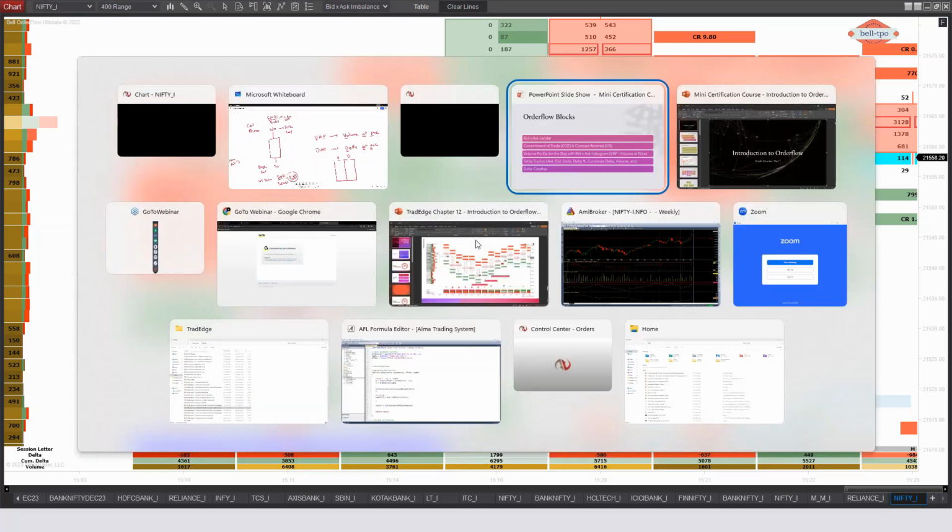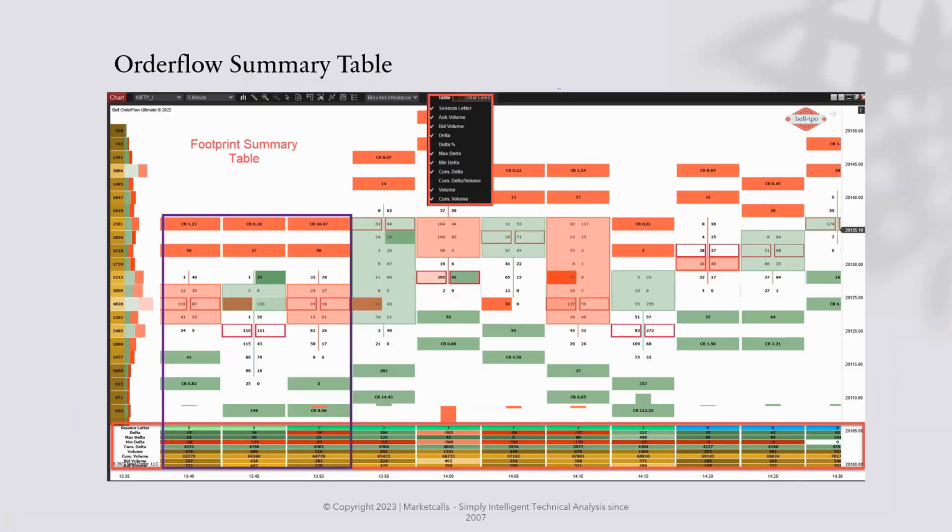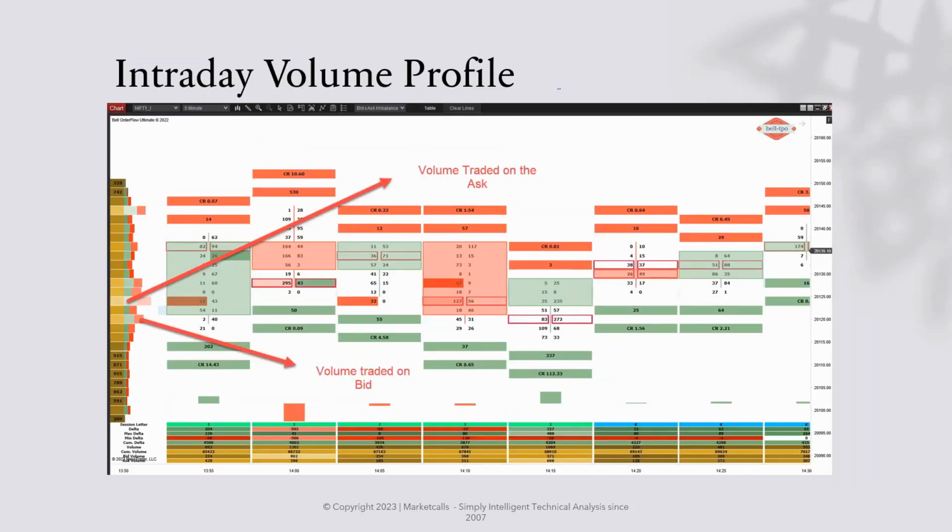All right, what else? We have seen the different modes of order flow. We also saw the summary table at the bottom. I'll also show you which summary table I prefer to use. And then at the extreme left, we had the intraday volume profile, which also shows the bid and ask activity in the format of a histogram.